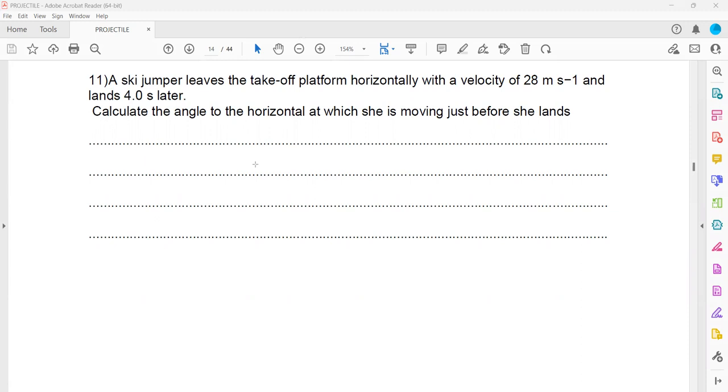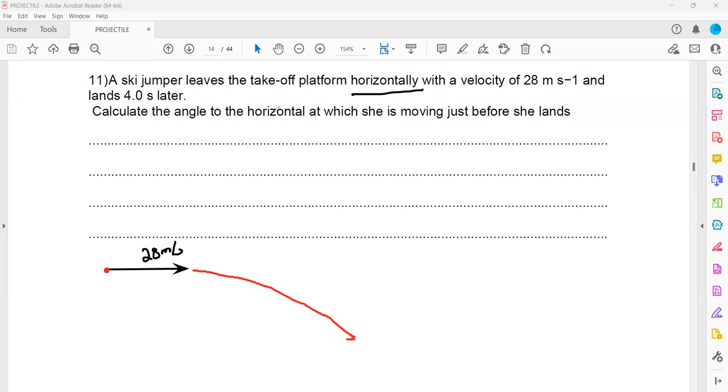So a ski jumper leaves the takeoff platform horizontally, so she leaves like this, with a velocity of 28 meters per second, as I mentioned, horizontally, and she lands 4 seconds later. For example, this is a point, she leaves the platform and after 4 seconds she hits the ground. So this is the point where she hits.